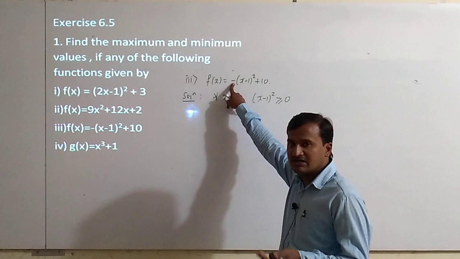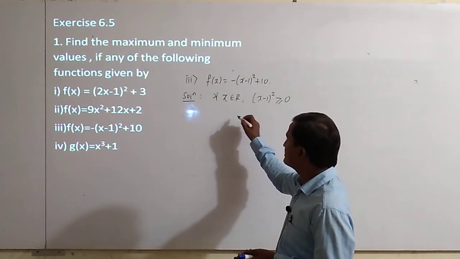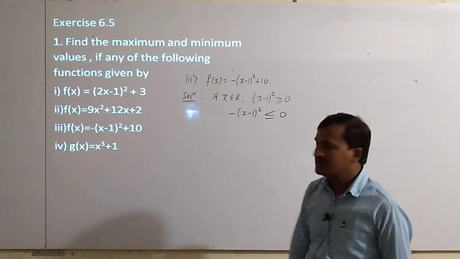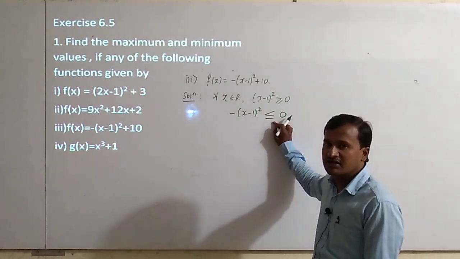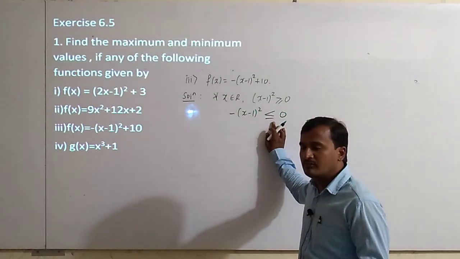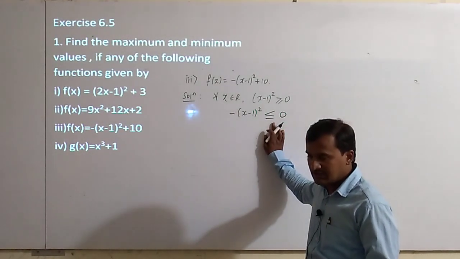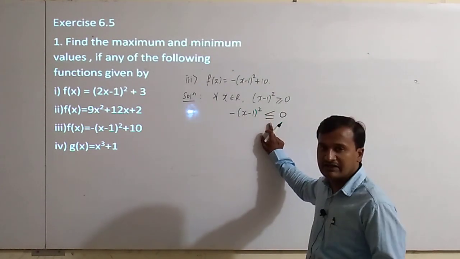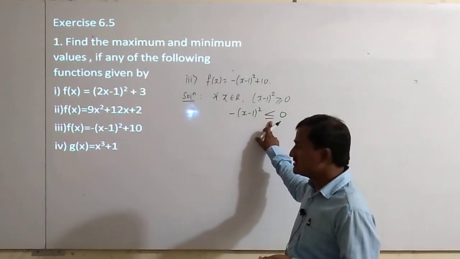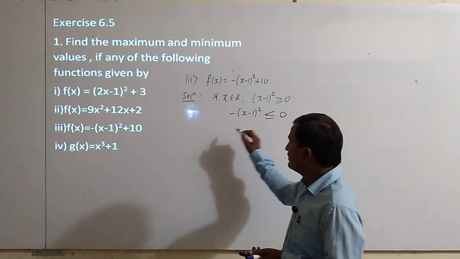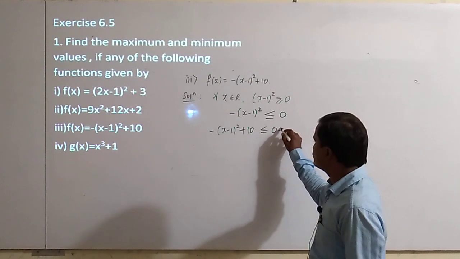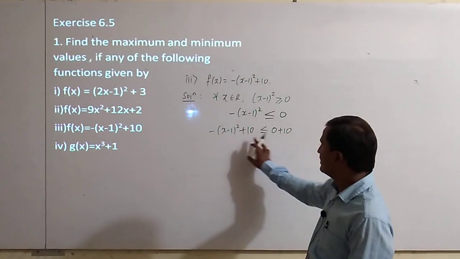Now I will multiply this inequality by minus 1. So it becomes minus (x minus 1) whole square is less than or equal to 0. Here it is more than or equal to 0, and here I have written less than or equal to 0, because if you multiply or divide both sides of an inequality by a negative number, the sign of the inequality changes. So minus (x minus 1) whole square plus 10 is less than or equal to 0 plus 10. Both sides I have added 10.